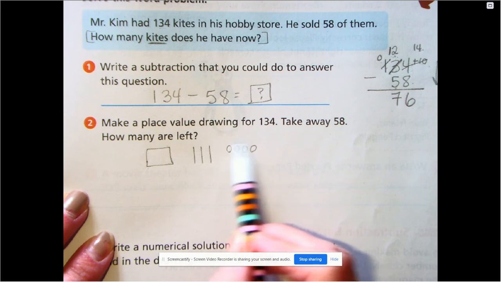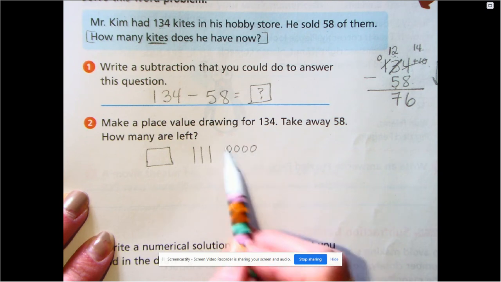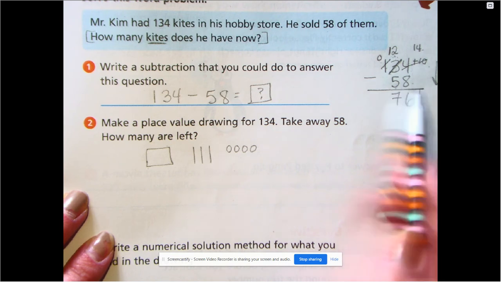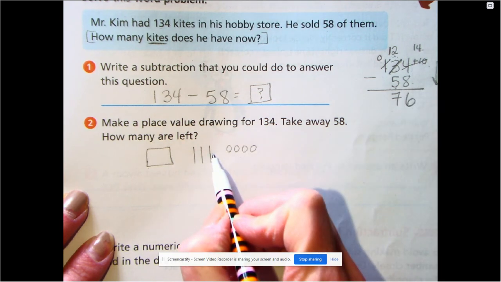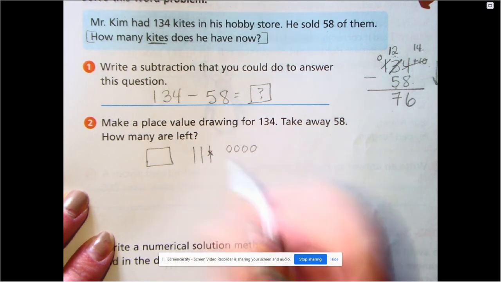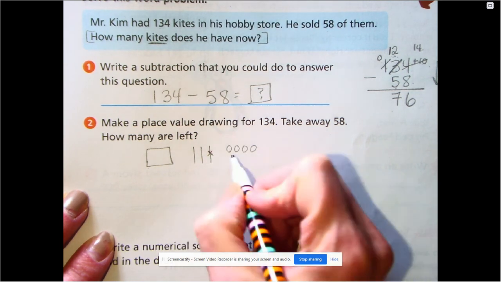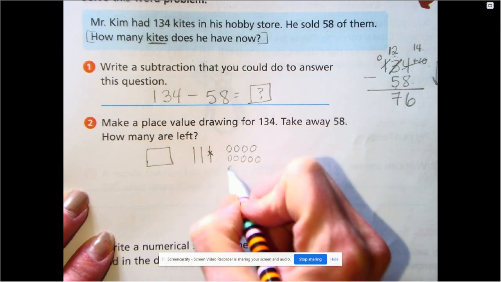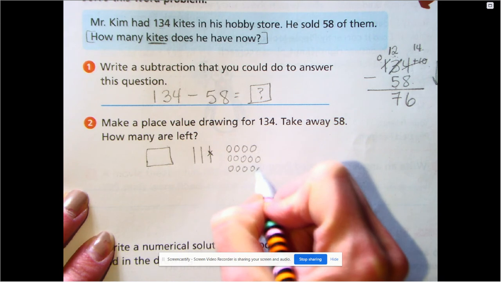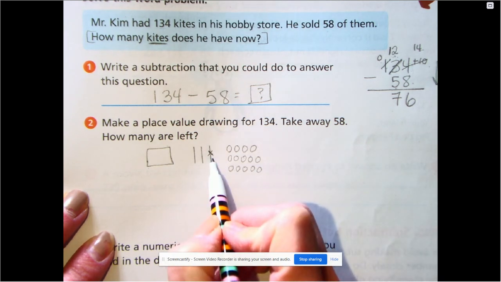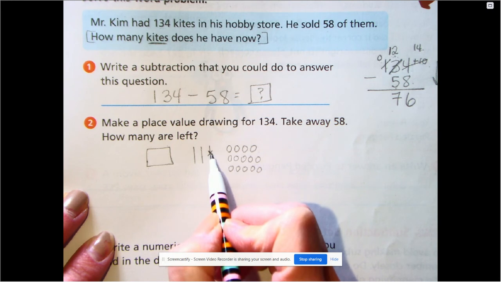Okay, and I want to take away 58 from this. Okay, I don't have 8 to take away. Remember, we start in that ones column. I don't have 8. I only have 4. So what I did was I went here and I took this 10 stick and I broke it apart and I gave it to my ones. So there's 5, 6, 7, 8, 9, 10. So this 10 stick, right, it's long. I broke it apart into little pieces.